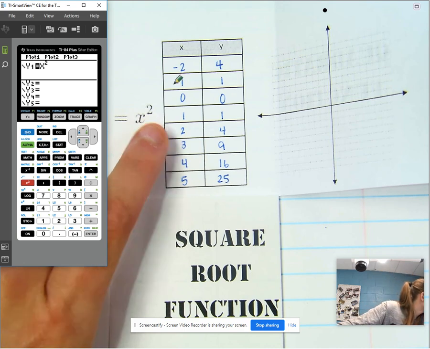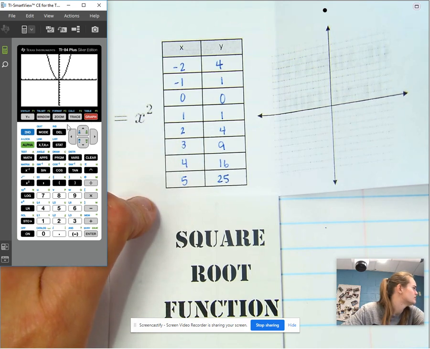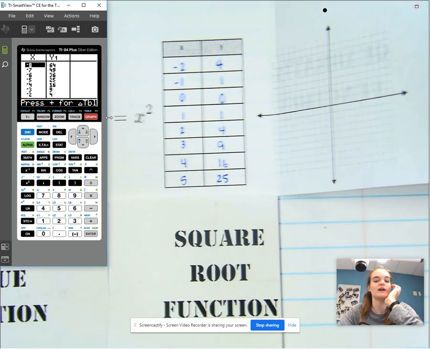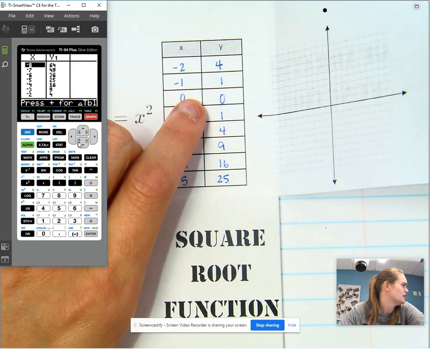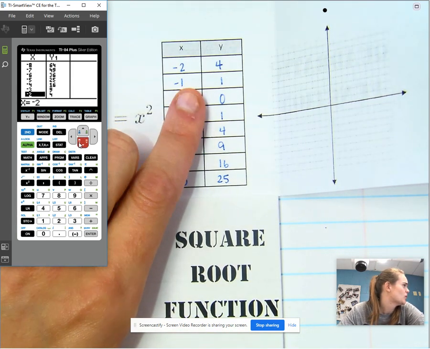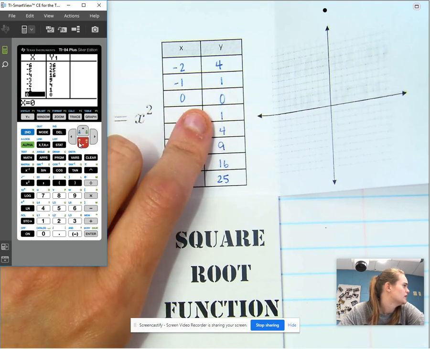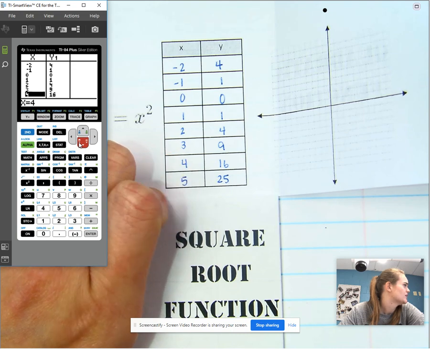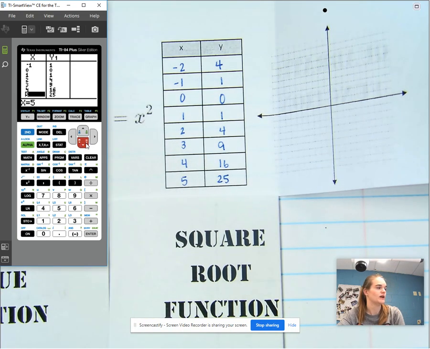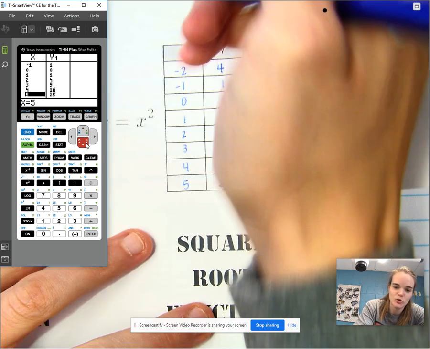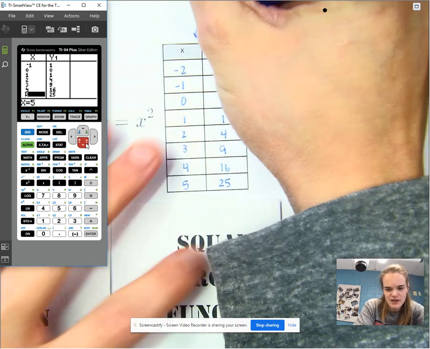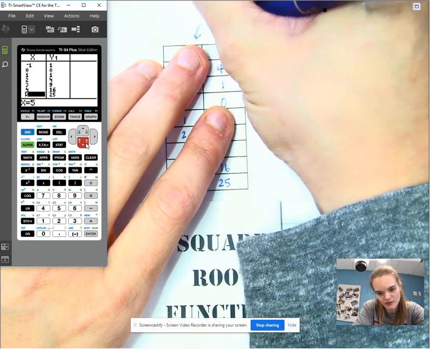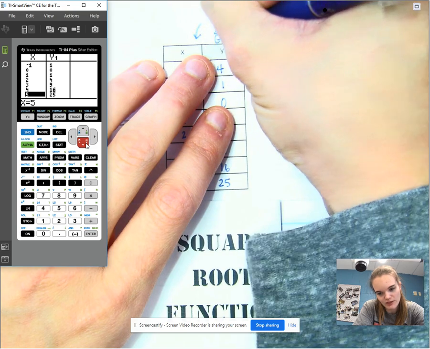Then I'm going to press second graph. Okay, I didn't press second. Second graph. Here's my table of values. I can just go up and down to see. So see, here's -2, and it's 4. That matches. -1, 1. 0, 0. 1, 1. 2, 4. 3, 9. 4, 16. 5, 25. There's how I can find those. So to get a table on a calculator, I go to y equals, type it in, then I press second graph, and that will give me the table of values.